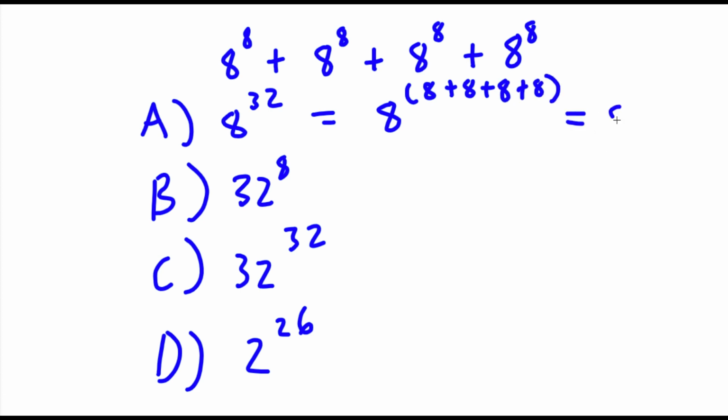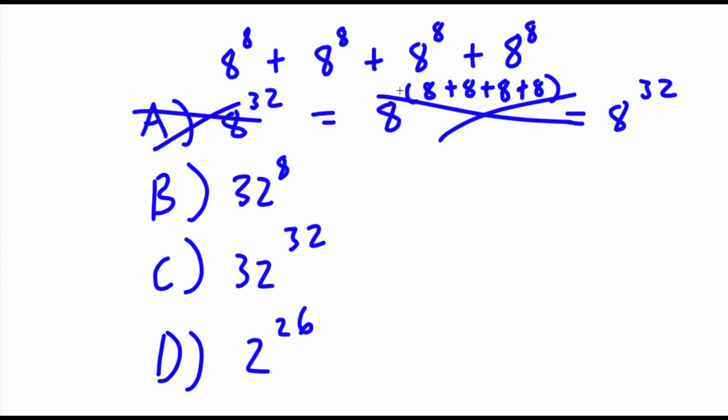And this is equal to 8 to the power of 8 plus 8 is 16, 16 plus 8 is 24, 24 plus 8 is 32. And this method is actually wrong. You can't add exponents like that.